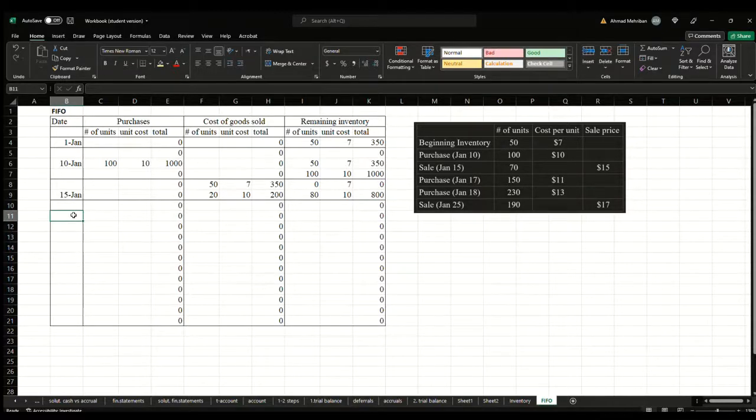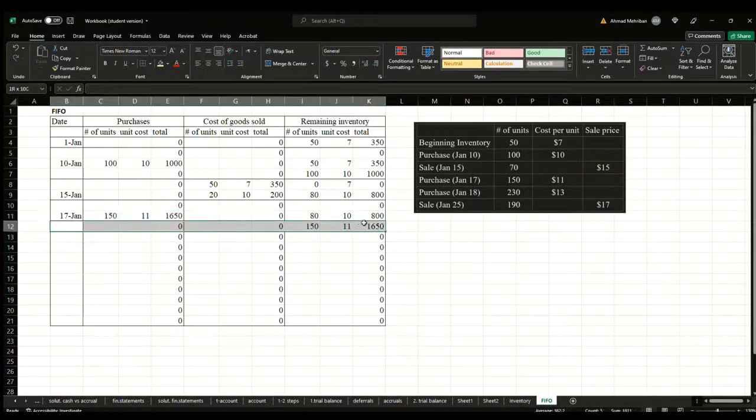Now, continuing, we're doing January 17th. We purchased 150 units, each costing $11. By January 17th, I still have the 80 units. They didn't go anywhere. I didn't sell them. They're still with me, and I've added these 150 units here. I don't like it when it happens, but what can we do?